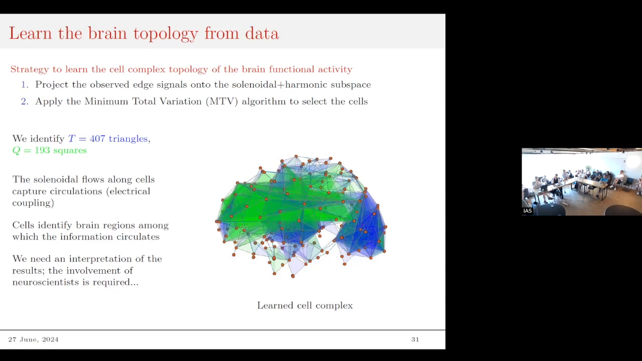You stop at squares, or you look at higher order polygons? No, in this case, I stopped at squares for a question of visualization. Do you use the structural data or the functional data to define a signal? No, in this case, I have the signal observed on the edges, and this data set represents the correlation. So it's functional correlation between the signals, the activity in each area. Yes, observed over the nodes.